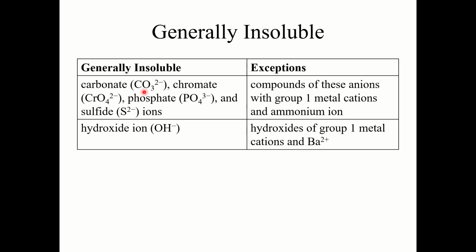So any ionic compounds with carbonate are generally insoluble, and they are only soluble if they are with a group 1 metal cation or ammonium. Same thing with chromate, phosphate, and sulfide. Hydroxides are insoluble unless they are with a group 1 metal cation or barium. So these rules will be on the reference sheet. You don't need to memorize them. Again, you just need to understand how to use these rules.